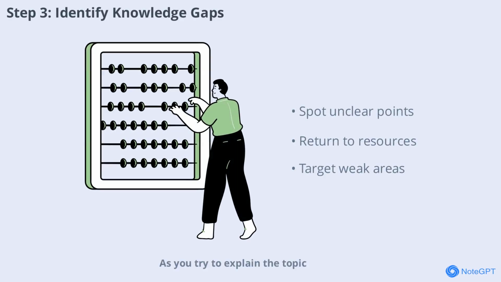As you try to explain the topic, you'll likely stumble on parts you can't clarify. Maybe you're unsure why a process works or what causes a certain outcome. These are your knowledge gaps. Instead of ignoring them, use these gaps as a guide for further study. Go back to your resources and find the answers. This targeted approach helps you focus your efforts where they're needed most, turning confusion into a roadmap for deeper learning.